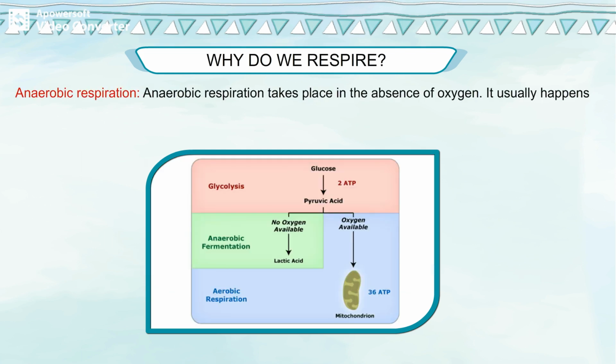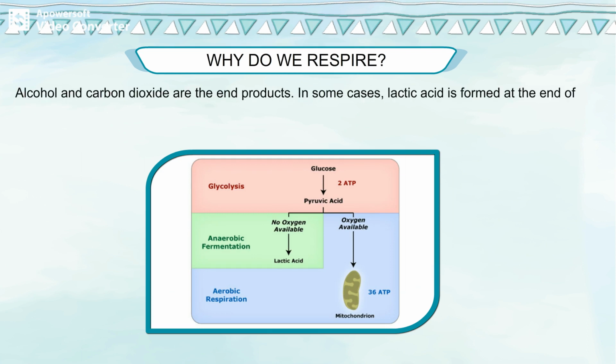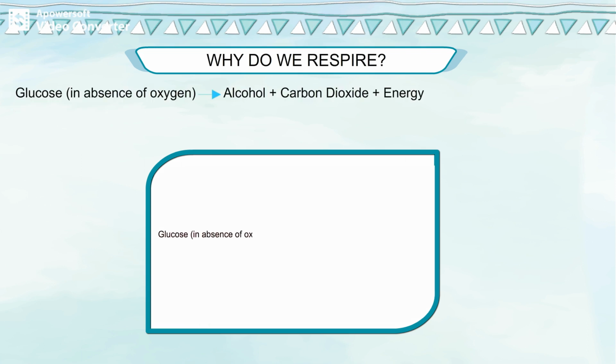Anaerobic respiration. Anaerobic respiration takes place in the absence of oxygen. It usually happens in microbes. Alcohol and carbon dioxide are the end products. In some cases, lactic acid is formed at the end of anaerobic respiration. Glucose, in the absence of oxygen, gives alcohol plus carbon dioxide plus energy.